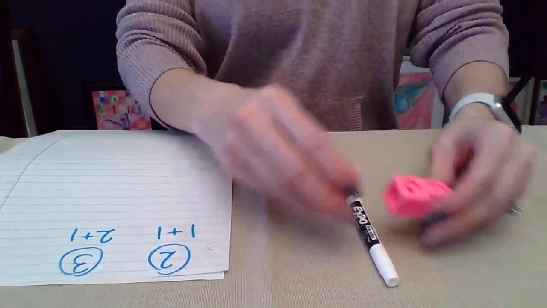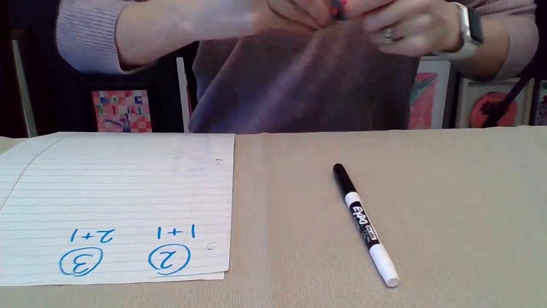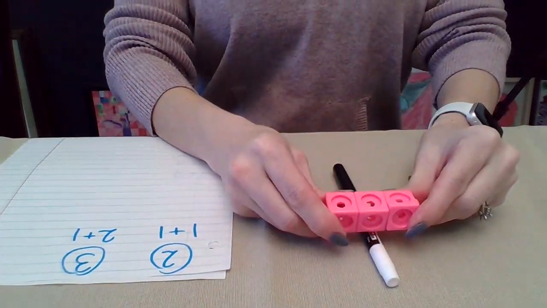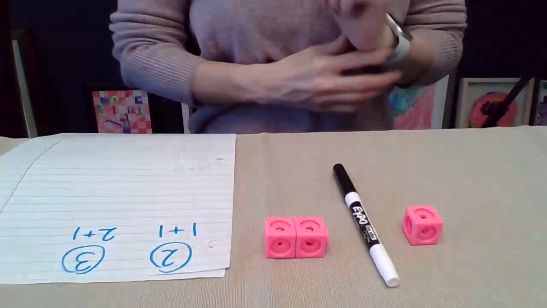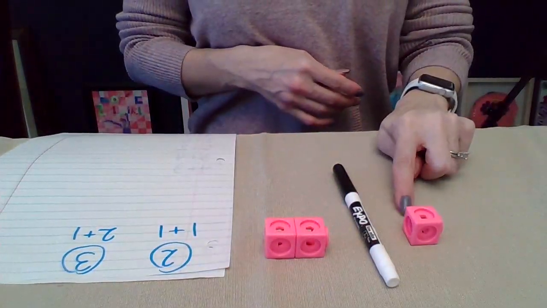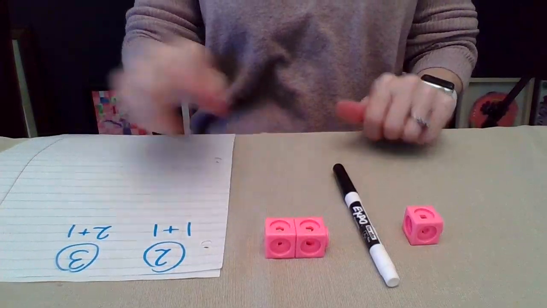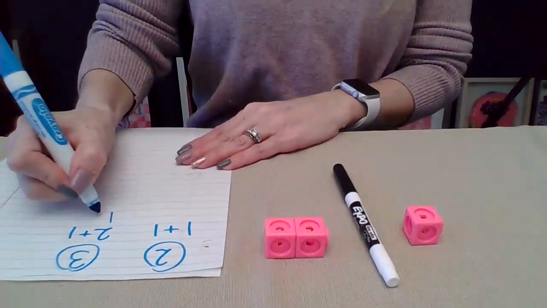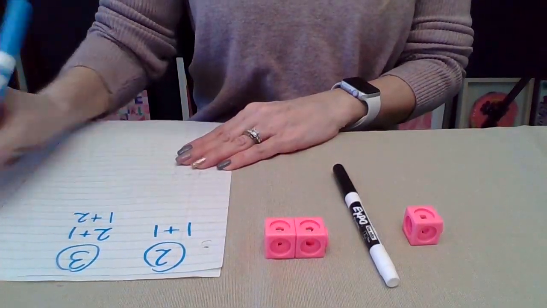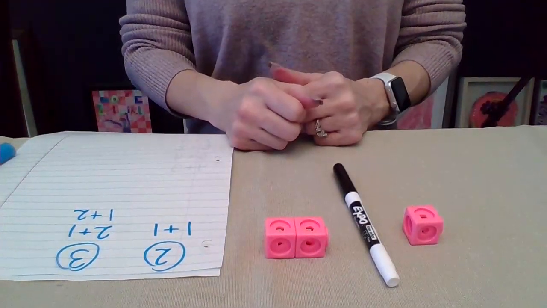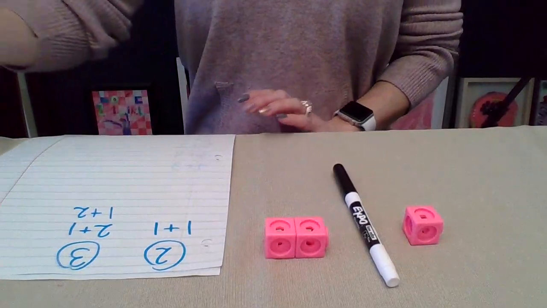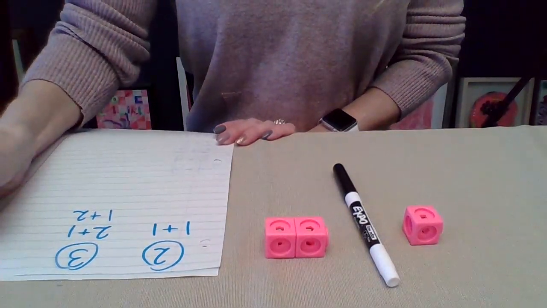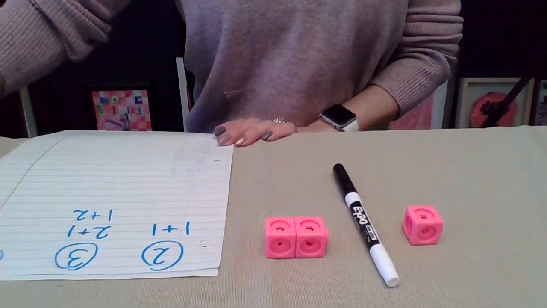Could I have broken them in a different way? I think that I could have. I think I could have broken them here, separated them there, and said 1 plus 2 also makes 3. Any other ways to make 3? No. Okay, so let's do 4.